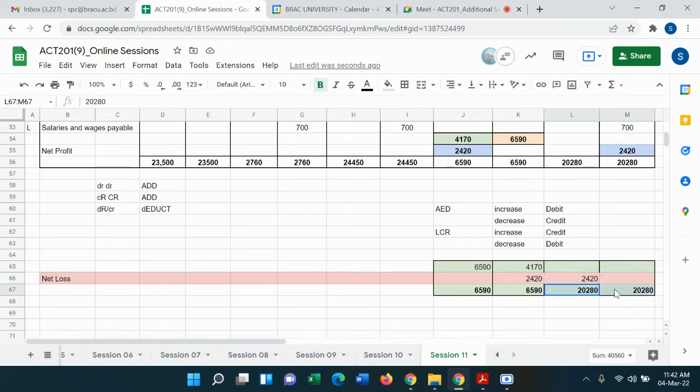Then again we'll see the debit and credit are the same, not with that amount, some other amounts. But these two will be the same. That's how we have to handle that situation in case of loss.